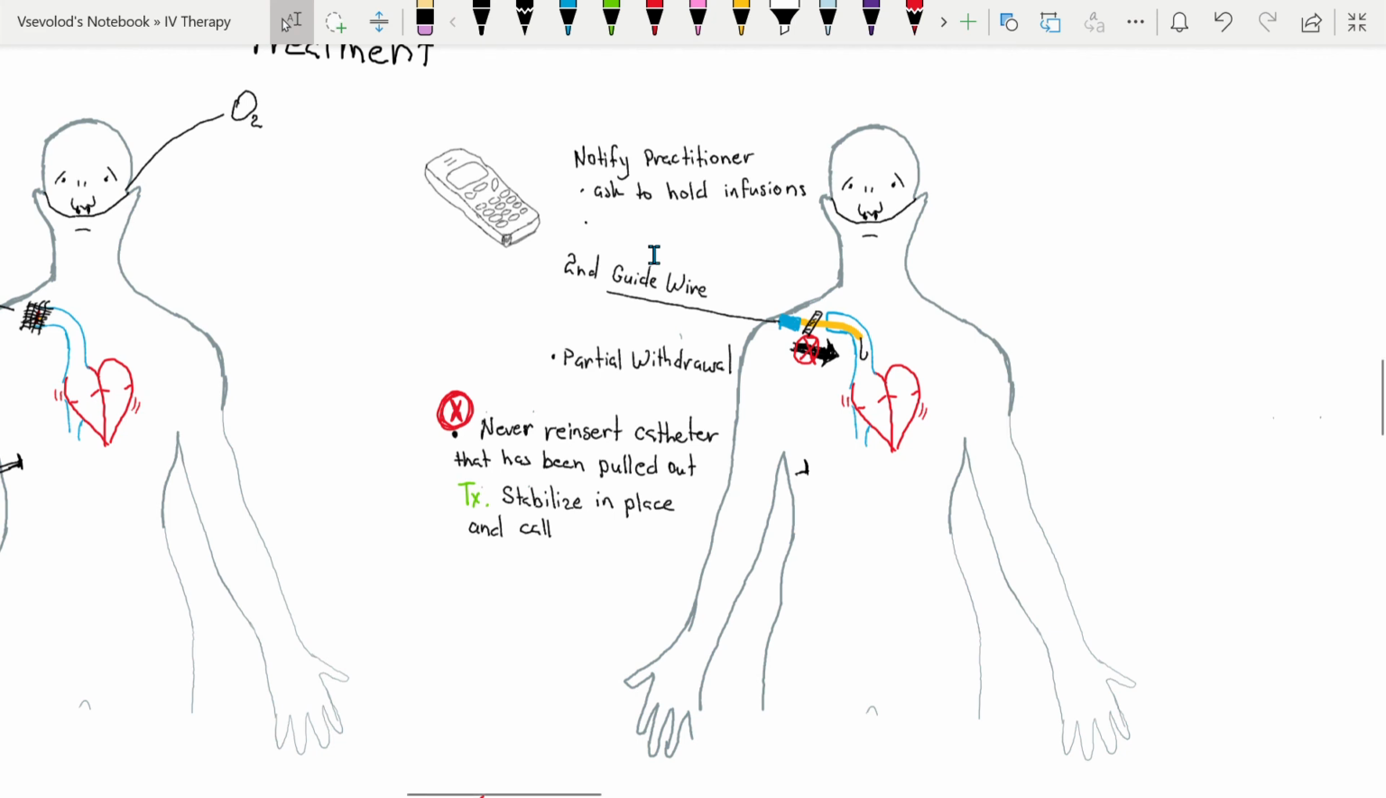It is important to recognize that catheter tip migration increases the risk for central venous thrombosis, thrombophlebitis, pericardial effusion, cardiac tamponade, and cerebrovascular accident. Never, never reinsert a catheter that has been inadvertently pulled out from the exit site. Stabilize it in place and report to the practitioner. Follow-up with a chest X-ray film may be necessary to ensure correct tip placement.